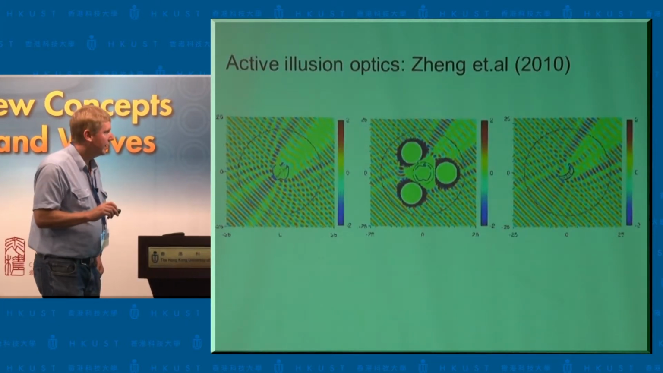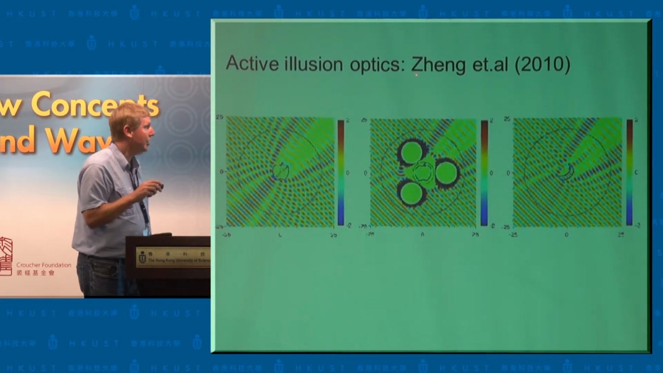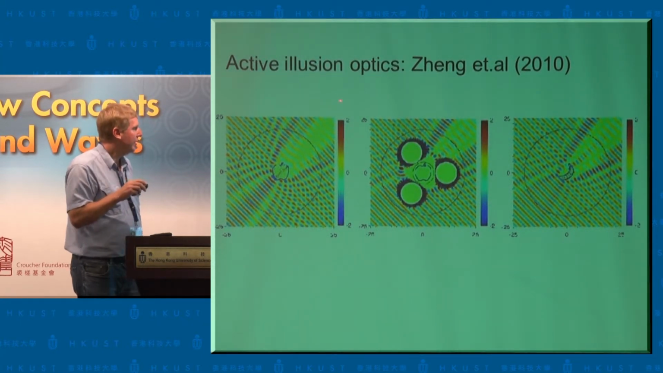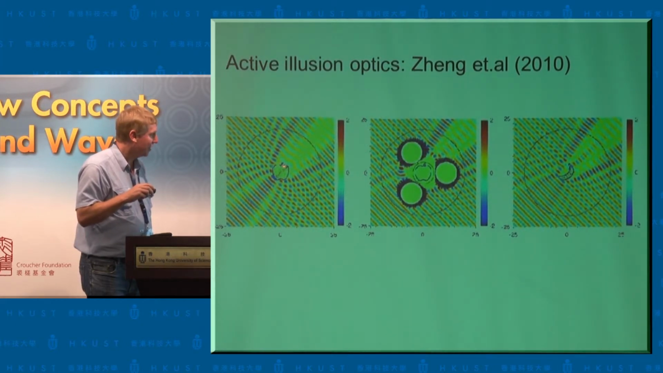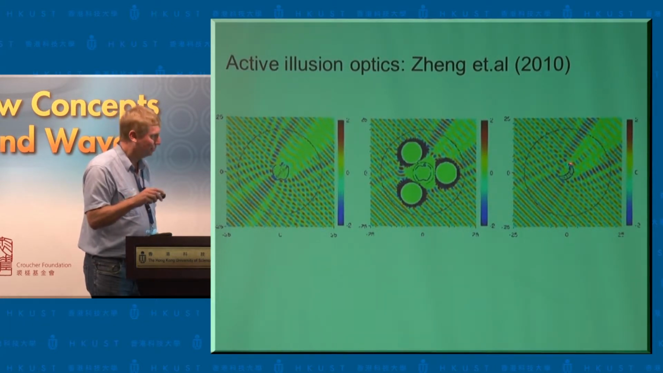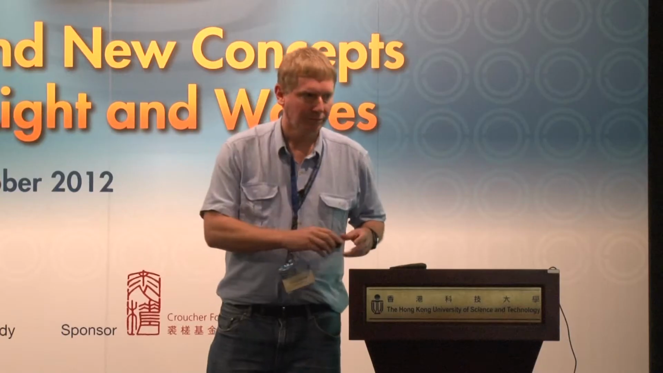And then you can also apply the same techniques, and this was done by Chang et al. in 2010, to active illusion optics, where you can have the scattering from an apple given by this field here. If you replace it by the appropriate devices around the outside, you can actually mimic the scattering of a banana. So anyway, at that point, I'll stop. Thank you.